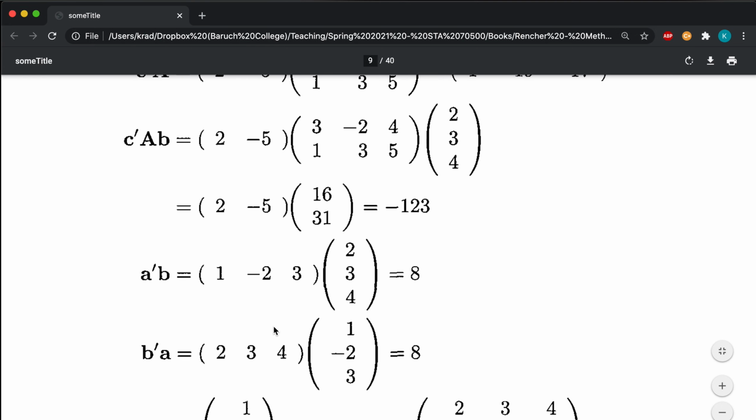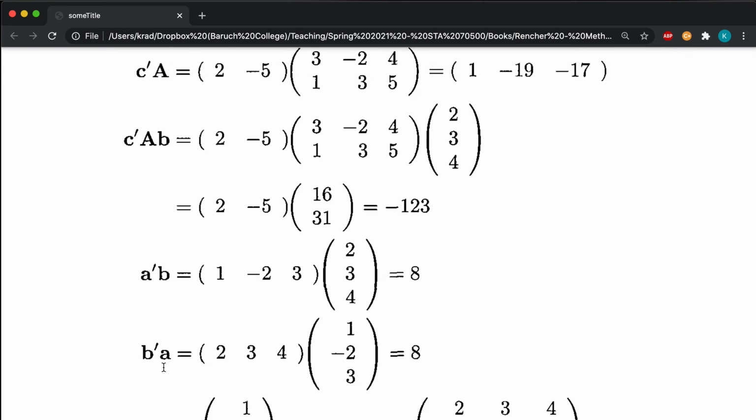So, here is an illustration of the fact that A transpose B is the same as B transpose A when A and B are both vectors with the same dimension, obviously. Okay. 2 times 1 plus 3 times negative 2 plus 4 times 3 is 8.